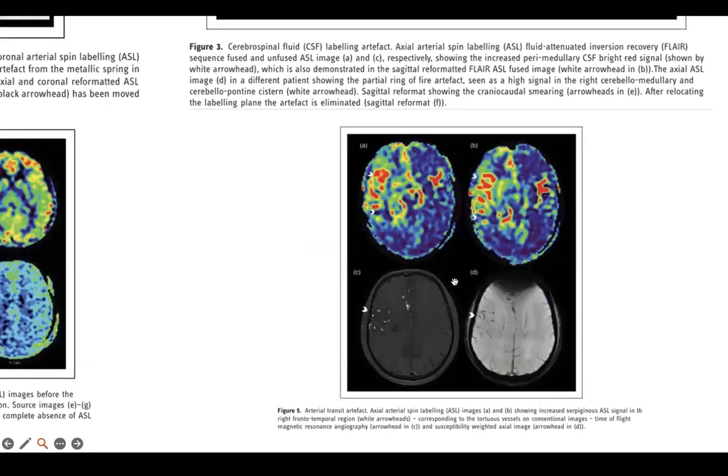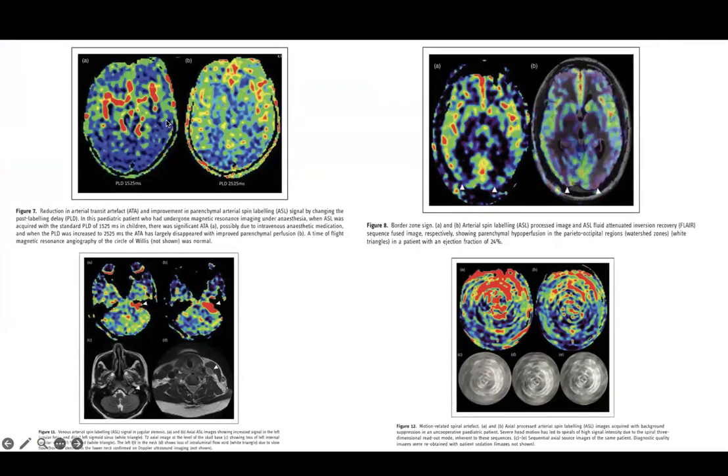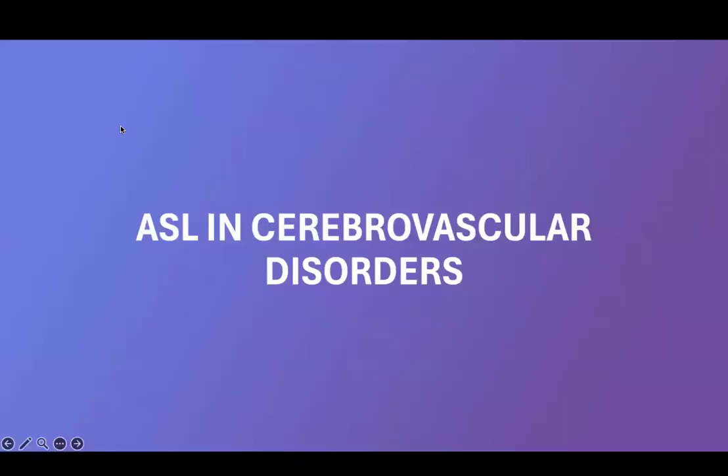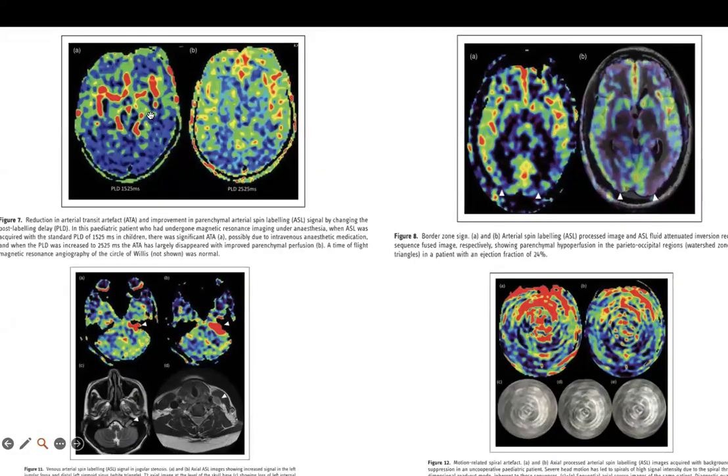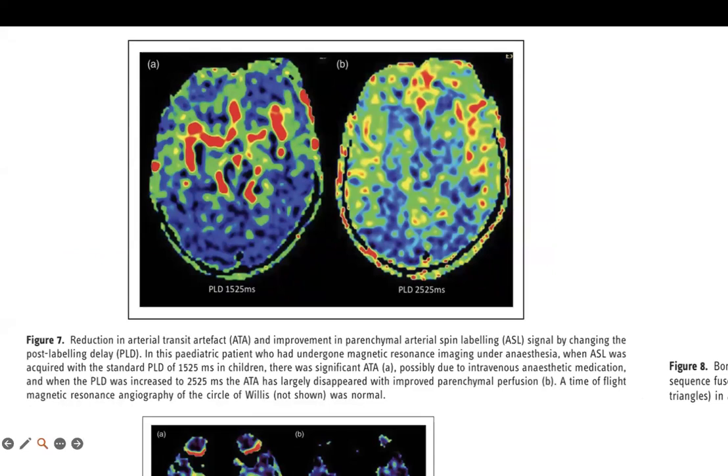This is the arterial transit artifact. If we see this image, there is hyperperfusion in this patient. But on MRI, it is showing tortuous vessels here. So the blood takes more time to travel through these arteries, and it appears as arterial transit artifact. This is also an arterial transit artifact in a pediatric brain ASL, where the PLD is not adjusted. This is a patient with a PLD of 1500 milliseconds, which is showing arterial transit artifacts.